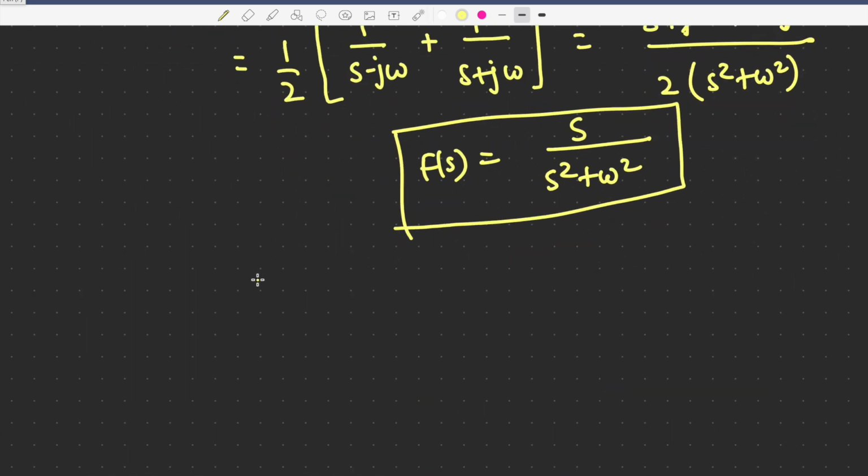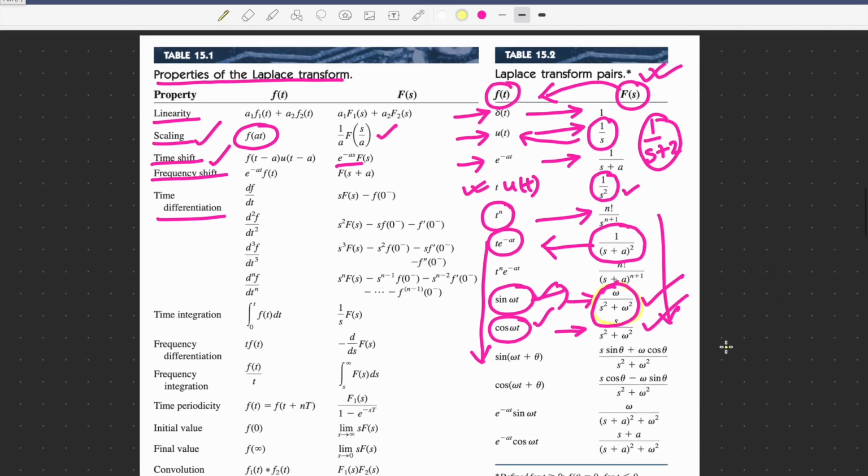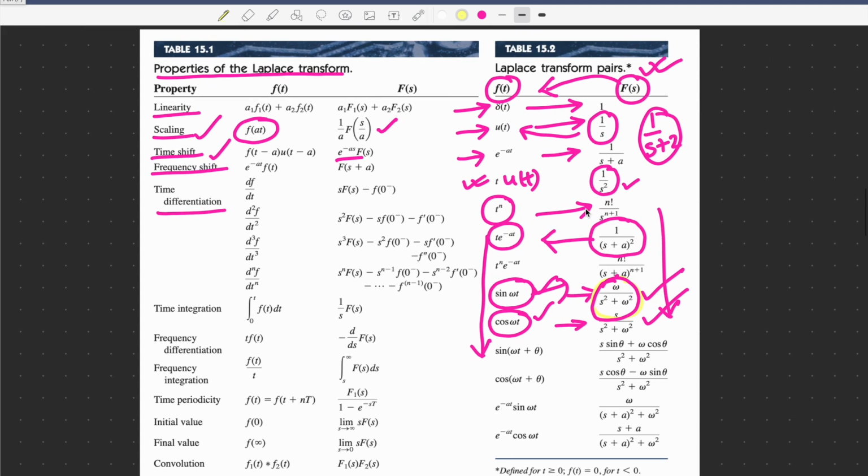So this way we can find the Laplace transform of different functions, and whenever required we can refer to this table for getting the pair of Laplace transforms. So in the next video I will be doing the inverse Laplace transform of a few functions. Thank you.